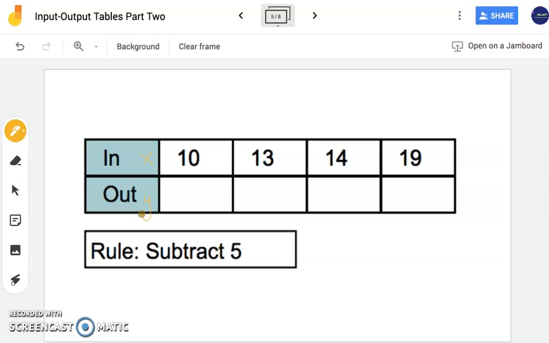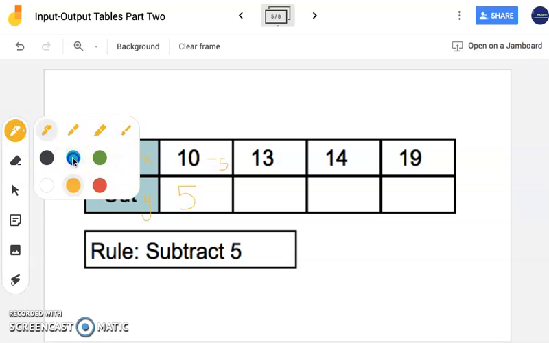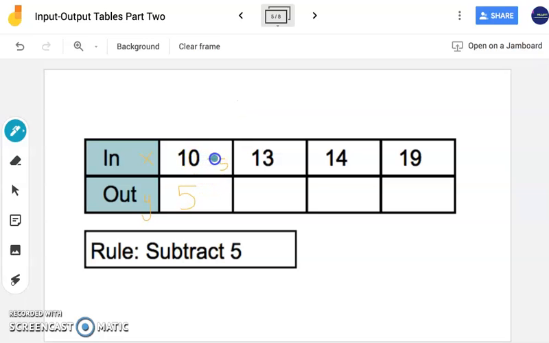So they're giving us a rule of subtract 5. That means for every input, I'm going to subtract 5 to give me my output. So if I do 10 minus 5, I'm left with 5. If I do, and I'll write minus 5, so now if I have 10 minus 5, I'm left with 5. If I have 13 minus 5, I'm left with 8. 14 minus 5, I'm left with 9. 19 minus 5, I'm left with 14.